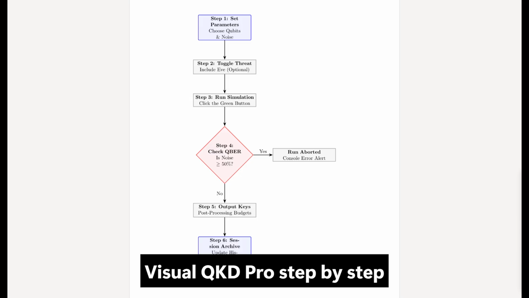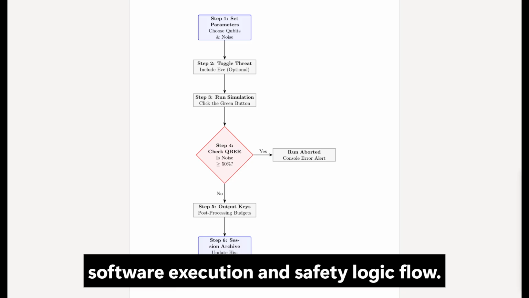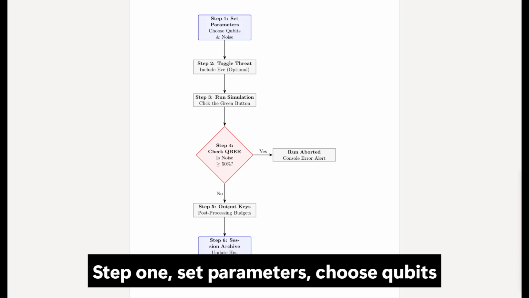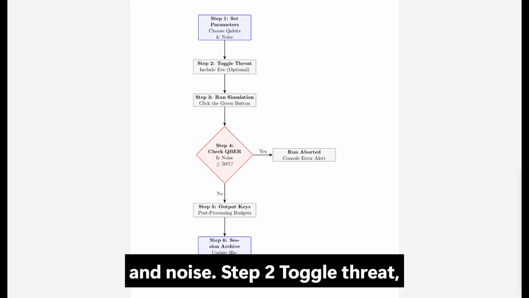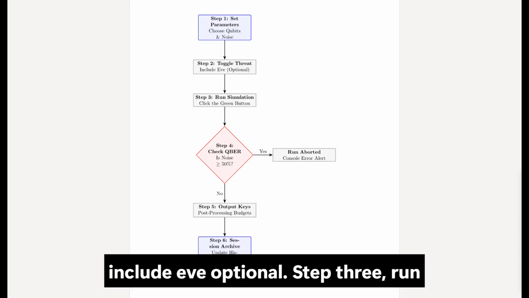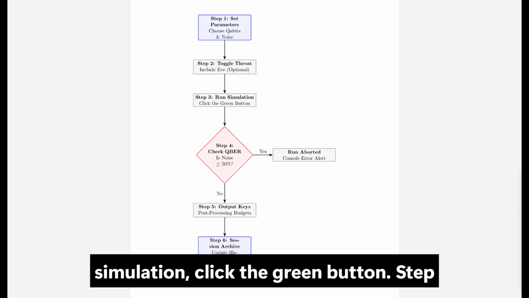Visual QKD Pro step-by-step software execution and safety logic flow. Step 1. Set parameters, choose qubits and noise. Step 2. Toggle threat. Include Eve, optional. Step 3. Run simulation, click the green button.